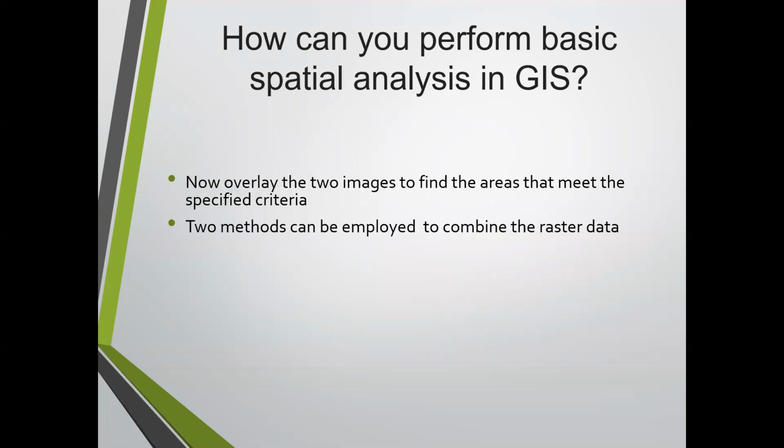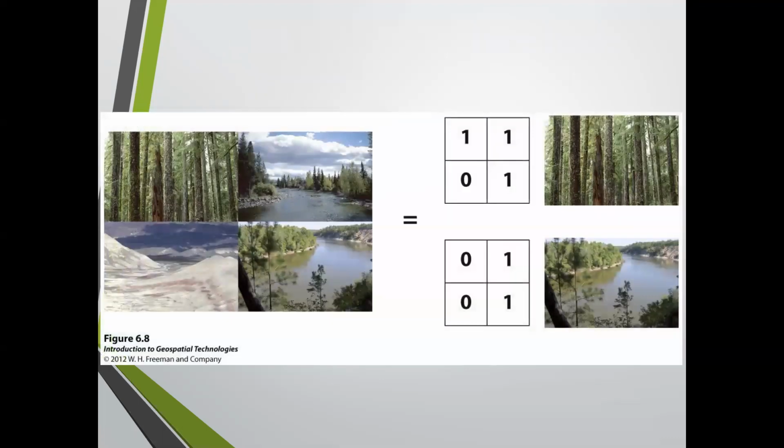Two methods can be employed to combine those. You can either do an AND operation, or you can do an OR. They don't typically call them that, but that's kind of what you're doing. An AND operation would say this pixel has to have a one in this position and a one in this position to be true. If it's an OR operation, it could have a one or a zero. So you're going to get different results depending on what you do.